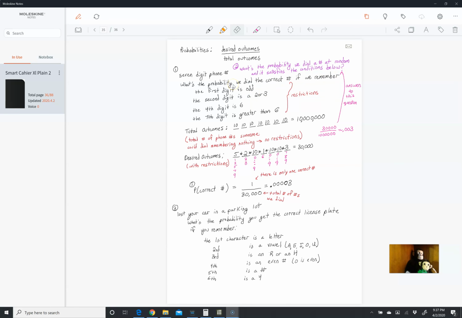Okay, of the 7 digits, we remember that the first digit is odd, the second digit is a 2 or 3, the fourth digit is a 6, and the 7th digit is greater than 6. We call these the restrictions, or we could also call it conditions. You'll hear it referred to as both. So that's one question. The second question that we can ask is, what's the probability that if we dial any number at random, any 7 digits, it'll satisfy these conditions? Okay, 2 separate questions. So let's answer each question.